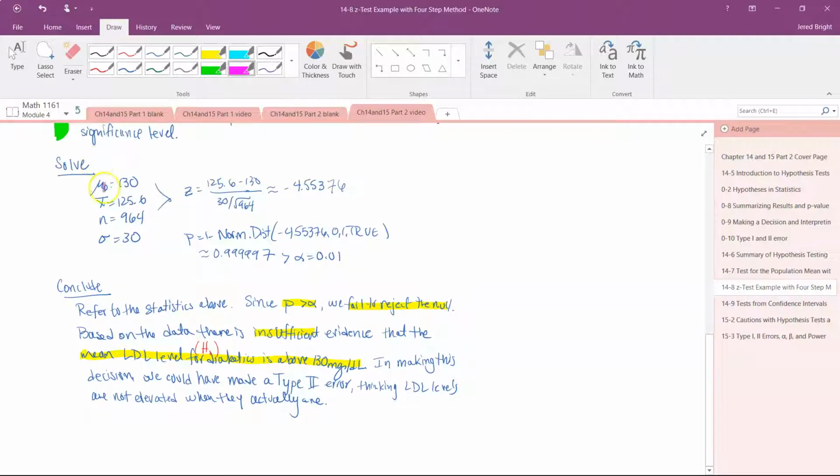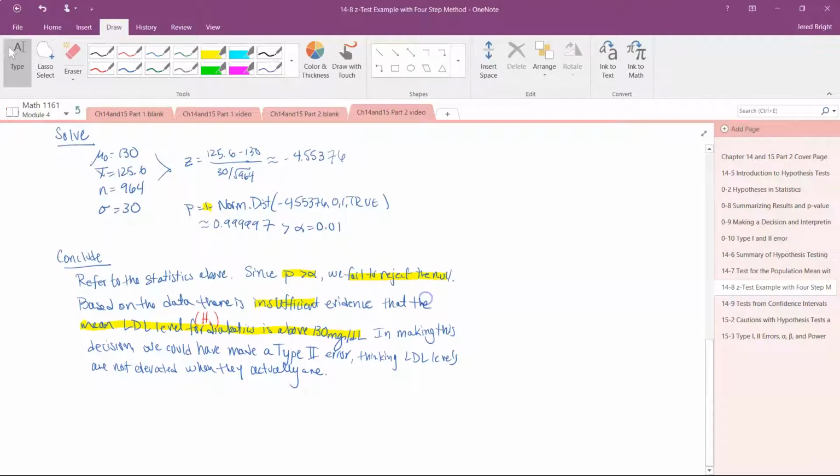By comparison, the solve step and the conclude are relatively short. In the solve step, we identify all the different pieces of information we need. So mu naught is 130, x bar is 125.6, that's the mean of our sample, 964 is the sample size, and sigma is 30. Compute z, and then for the p-value, I use 1 minus norm.dist because I have a one-sided to the right test. I got a p-value of nearly 1, which is much bigger than 1%, so I would fail to reject the null.